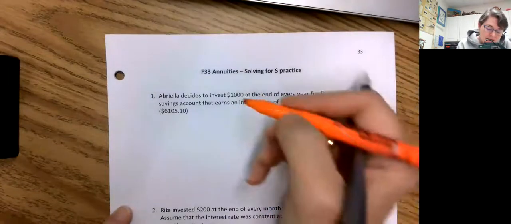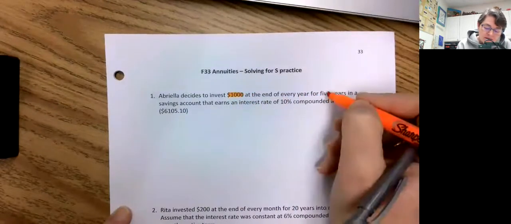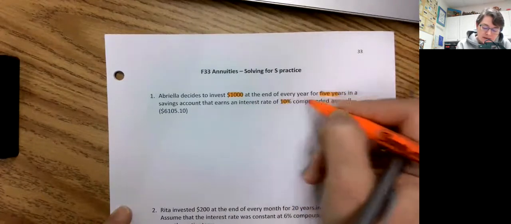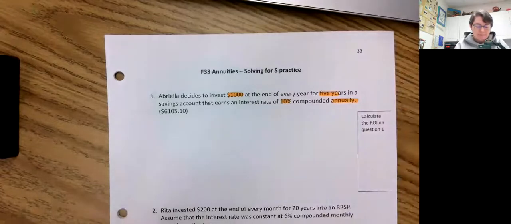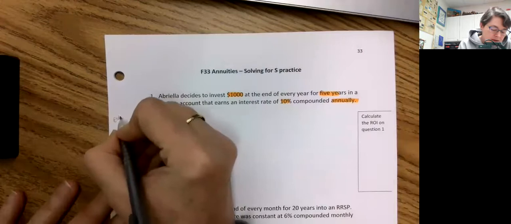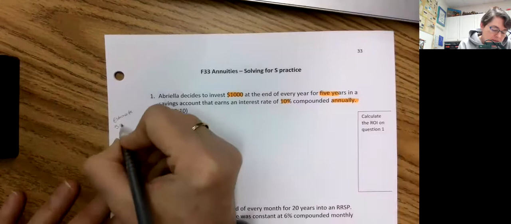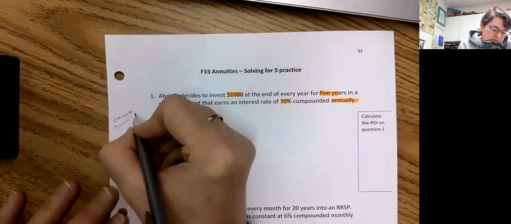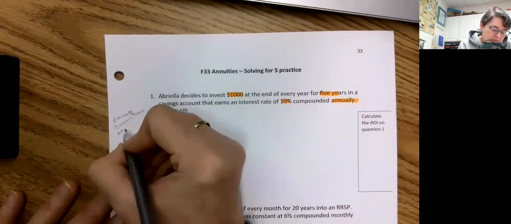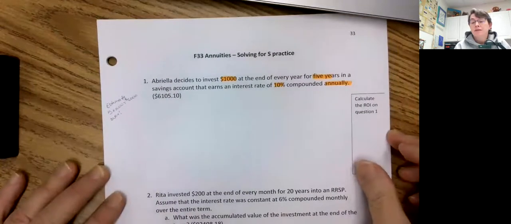Bella is going to invest $1,000 at the end of every year for 5 years in a savings account at 10%, compounded annually. I don't know if I should call it an estimate, but I'm going to: 5 years times $1,000. We already knew that, but I'm going to write it somewhere. So it should be over $5,000.